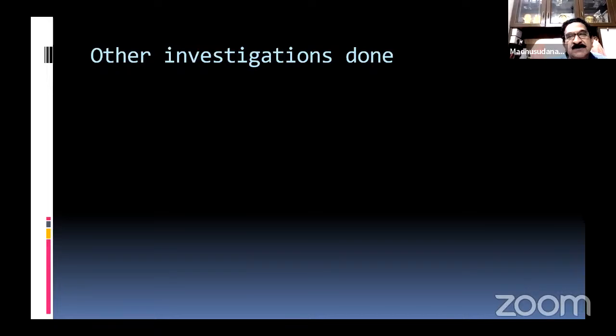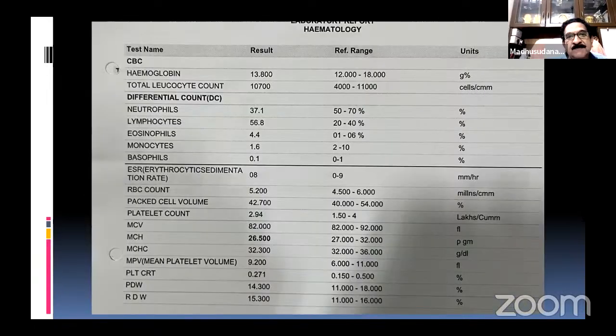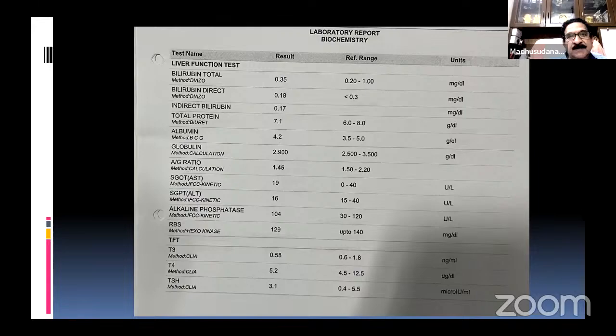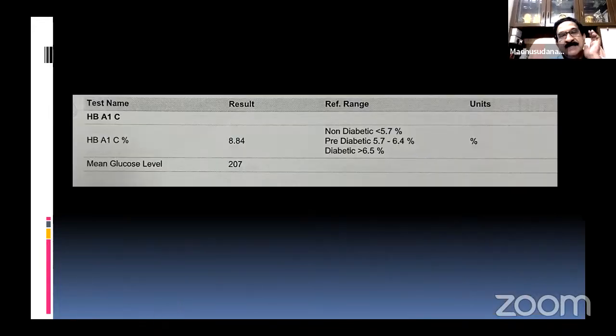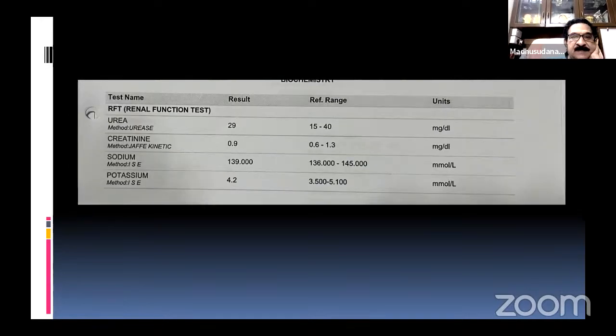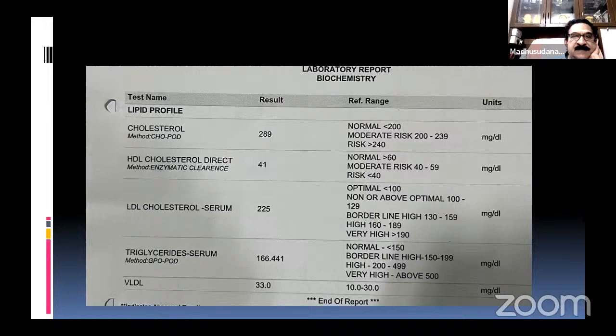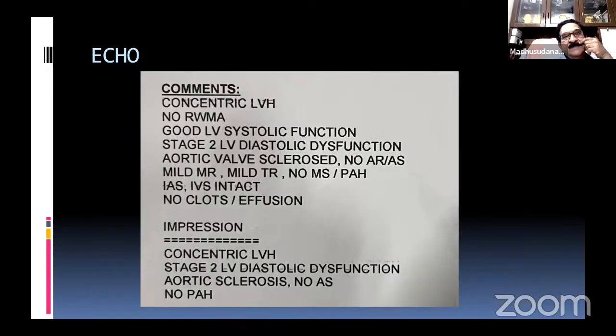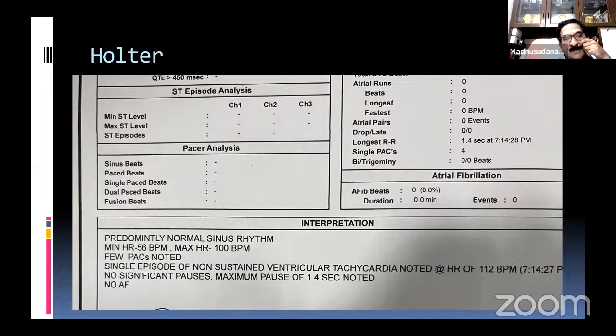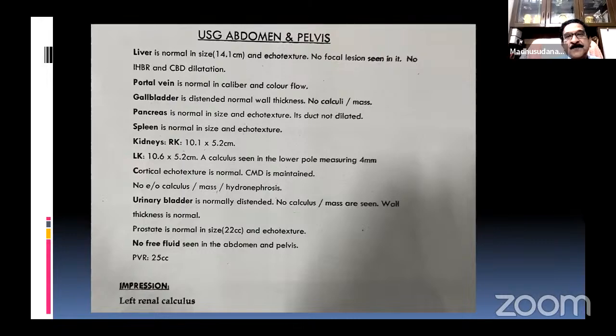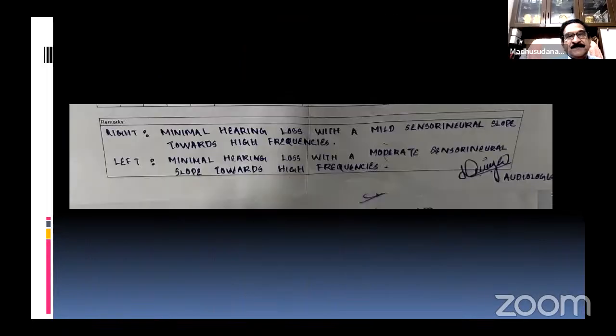Other investigations done in that hospital: the blood parameters normal, LFT normal. He was a diabetic, HbA1c was 8.8. RFT etc. normal, lipid profile slightly abnormal. They did an echo which was normal, and the Holter showed a single episode of non-sustained ventricular tachycardia. Ultrasound abdomen normal, audiogram normal, minimal hearing loss.